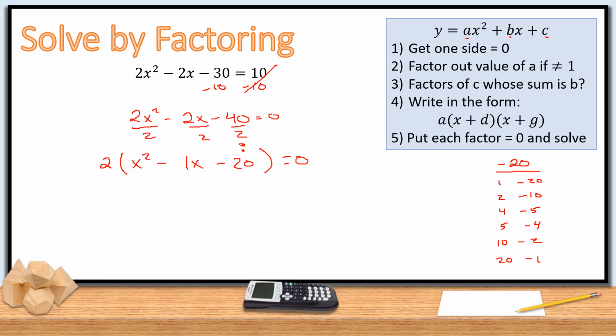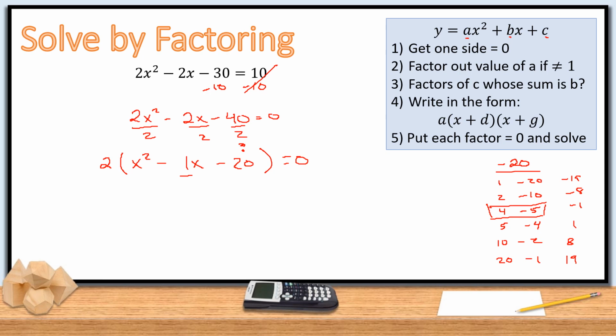When you take those two factors and add them together, the first one I get is negative 19, then negative 8, negative 1, positive 1, 8, and 19. I'm looking for the pair of factors that when you add them together, you get negative 1. So that is my 4 and negative 5.